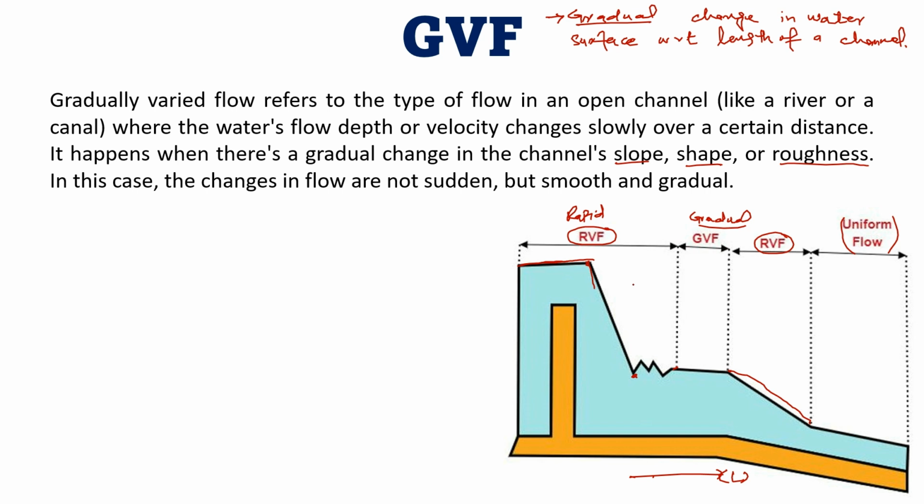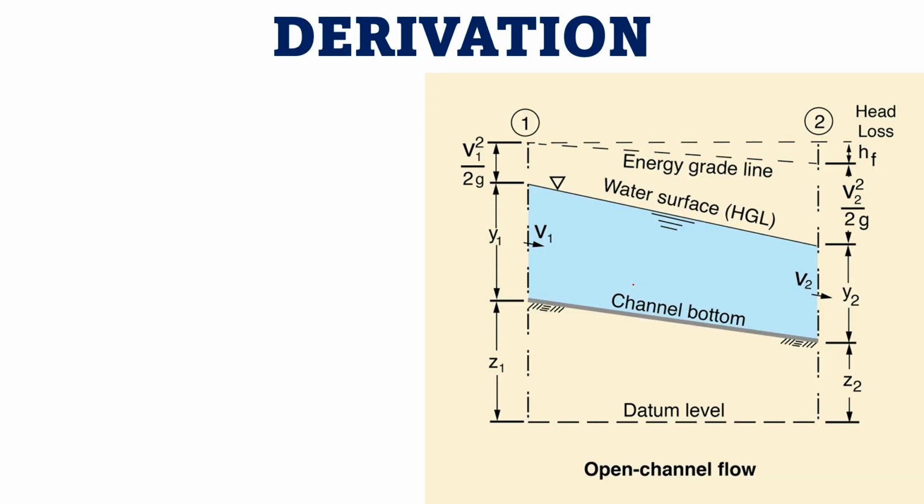So this is the theoretical background, and now we will move towards the derivation of a general or differential equation for the water surface elevation with respect to the distance. Here we are considering two sections, section 1 and 2, which are at a distance of dx from each other. The distance between section 1 and section 2 is dx, meaning along the length of the channel, we have a distance of dx.